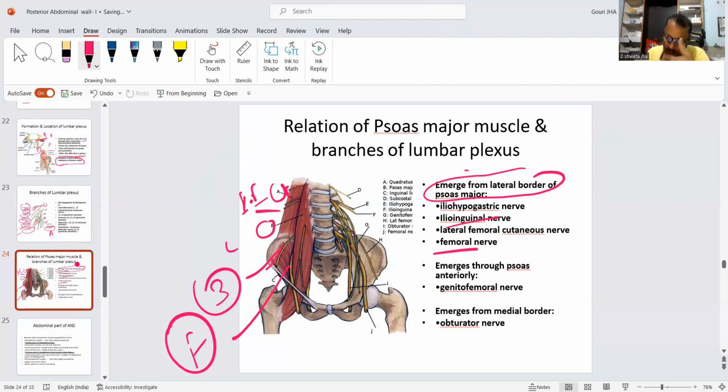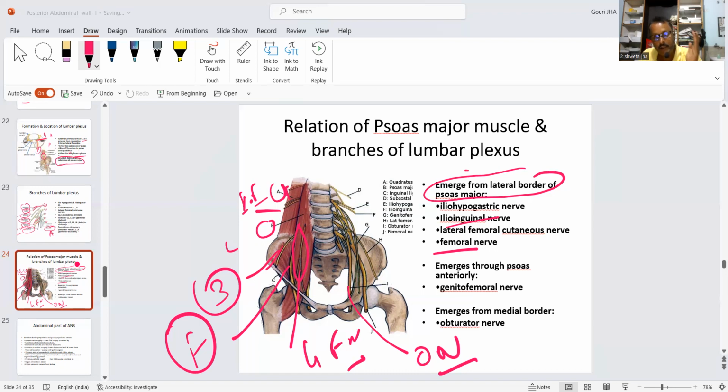Through the psoas and coming on the top, this one is the genitofemoral nerve. This is very important. And on the medial aspect, what we will see over here is the obturator nerve. So medially, we have got one nerve that is known as the obturator nerve. Laterally, we have got four nerves: ilioinguinal, iliohypogastric, lateral cutaneous nerve of thigh, and the femoral nerve. From this substance coming on the top, there is only one nerve, known as the genitofemoral nerve.